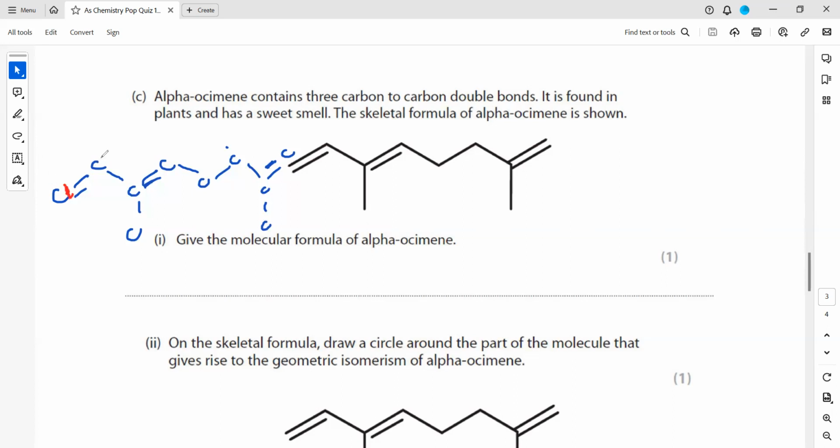This will have 2 hydrogens. This will have 1 hydrogen. This will have 3 hydrogens. This will not have hydrogen because all 4 bonds are occupied. 2 hydrogens, 2 hydrogens. This will have 3 hydrogens and this will have 2 hydrogens. So you have to count the total number of carbons and the total number of hydrogens, and that will be the molecular formula. When we count, we will have 10 carbons and 16 hydrogens. So it will become C10H16.